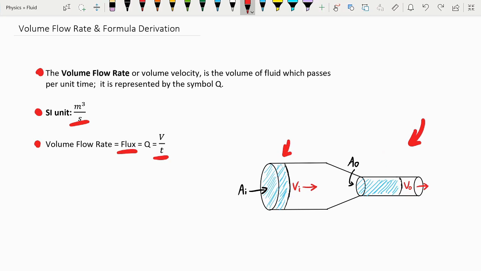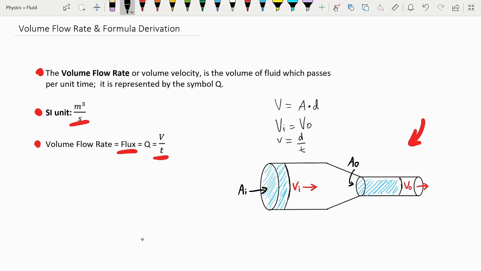So the input volume is actually going to be equal to the output volume because, as we know, fluids are negligibly compressible, which means the volume input has to be equal to the volume output. So the volume in is equal to the volume out. Some other things we're going to use for our proof are that the velocity is equal to the displacement over time, and that volume is equal to area multiplied by displacement. So now let's start the proof.